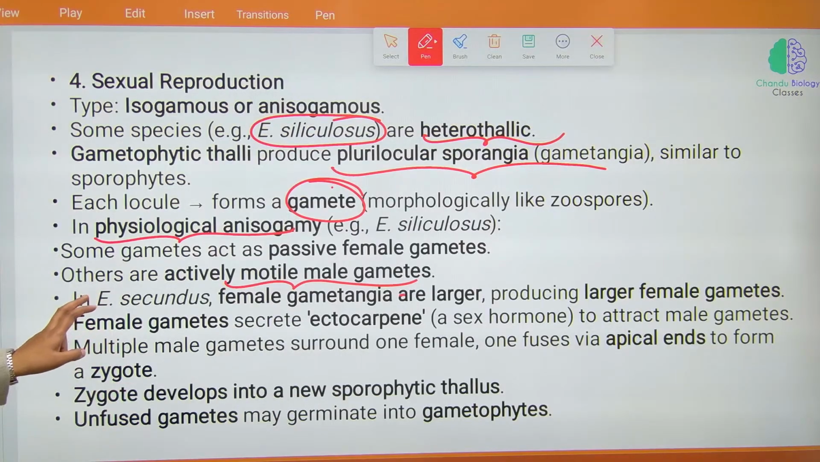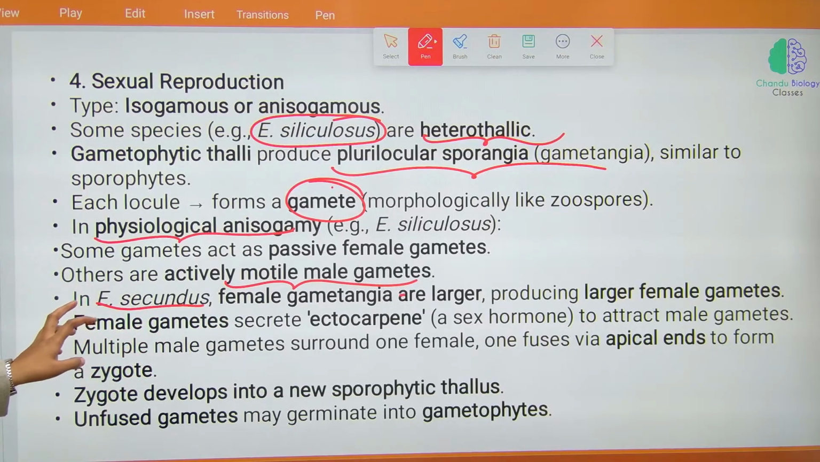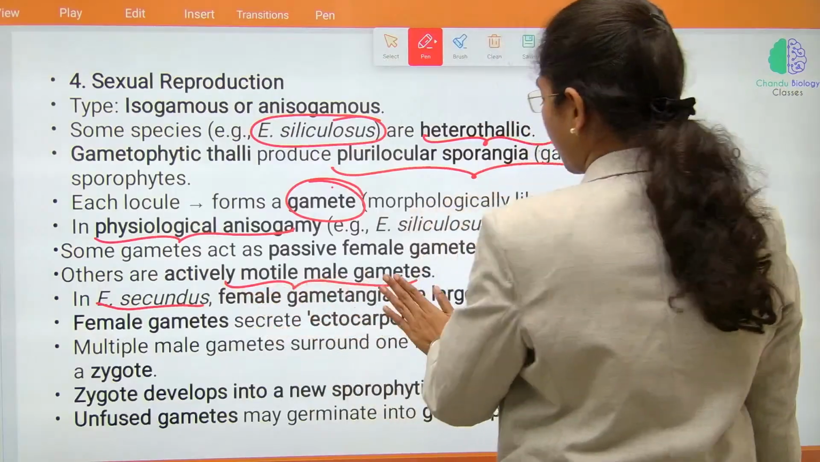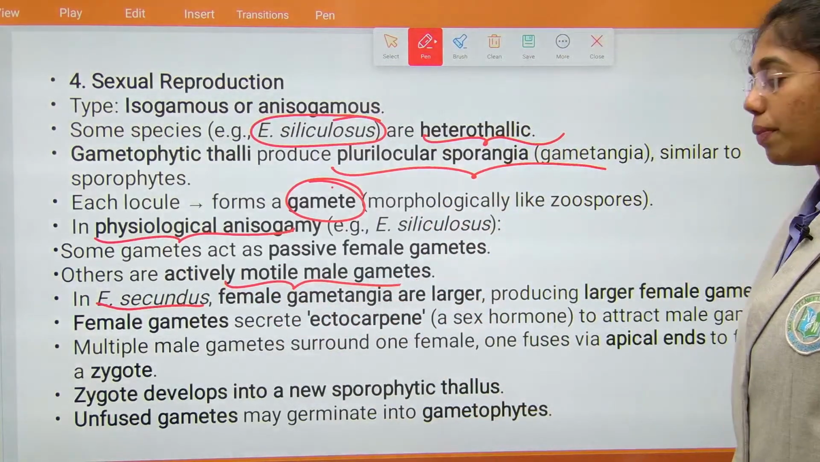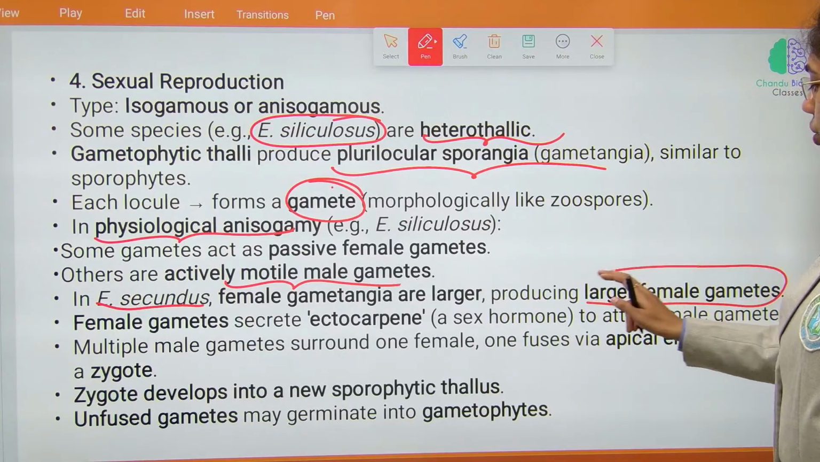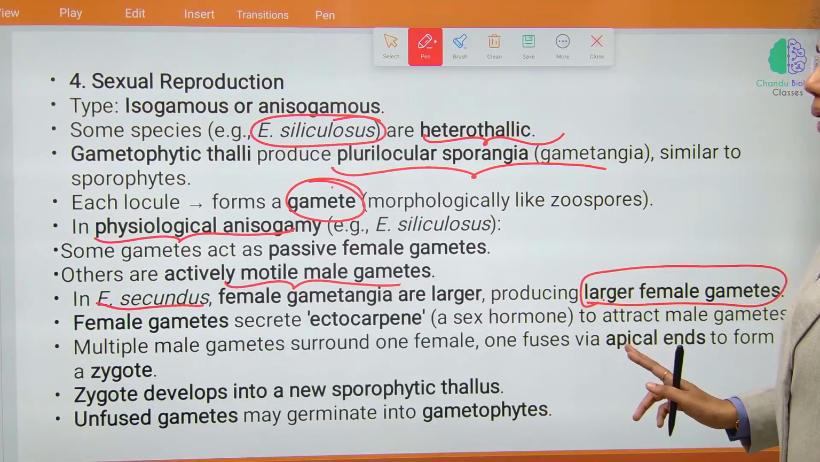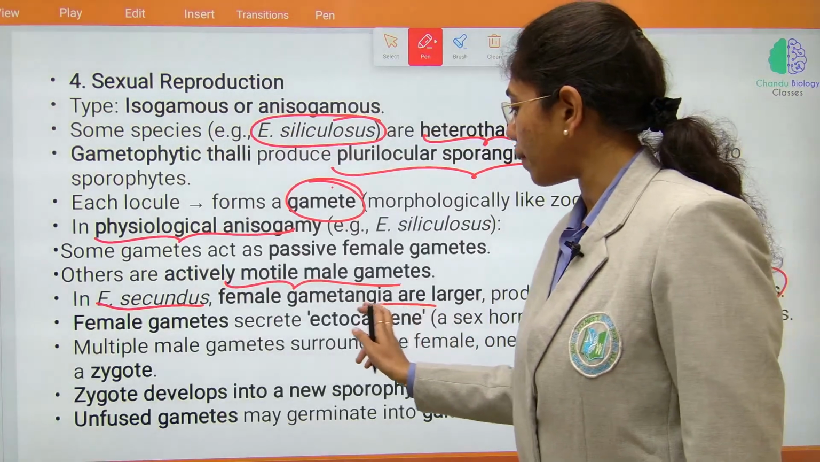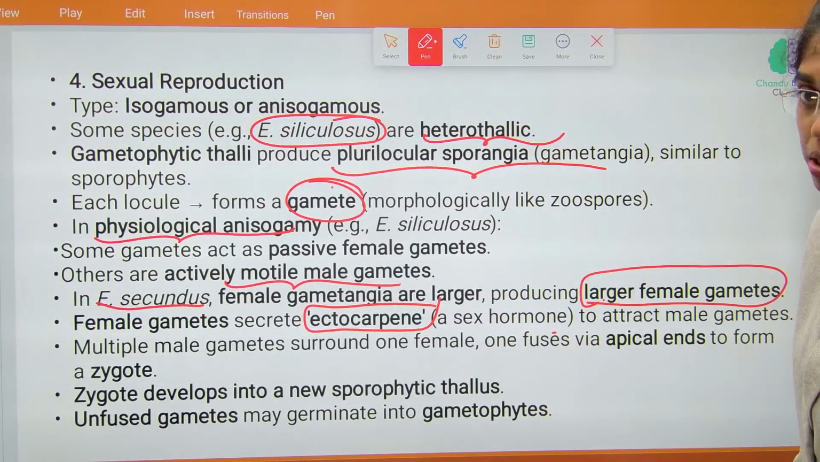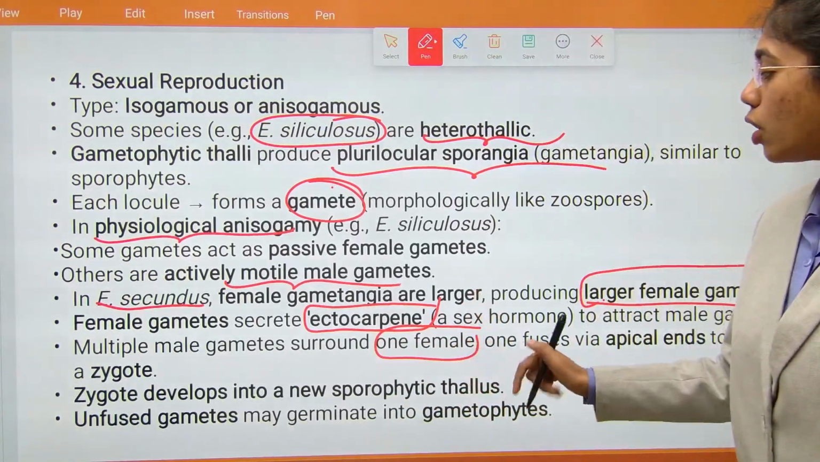In Ectocarpus secundus, female gametangia are large. The female gametangia produce large female gametes. Female gametes will secrete ectocarpin. Ectocarpin is a sex hormone. This will attract the male gametes. Multiple male gametes will surround one female. The hormone is very important.